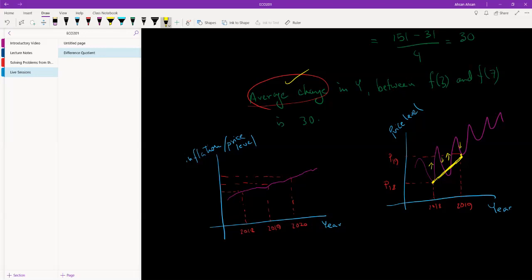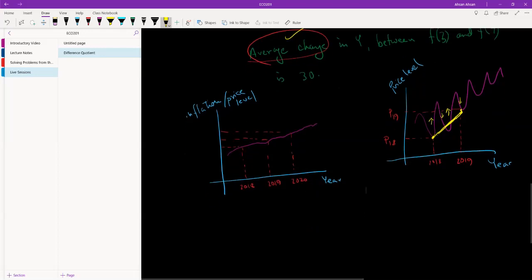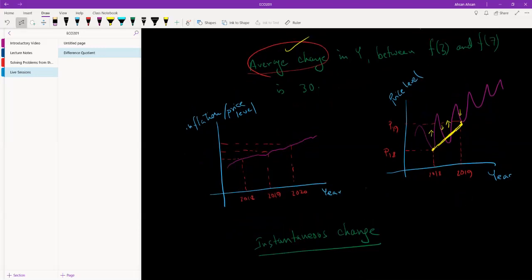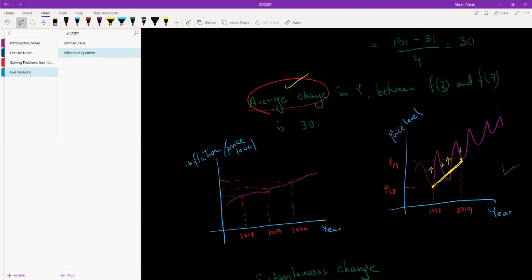So what can be one solution to this? The solution is, from average change, we move on to something called the instantaneous change. So instead of looking at the average change between a range, in this example, looking at the average change between 2018 and 2019, what we can do is look at what the curve is doing, not in an interval, but at one specific point. What is the curve doing exactly at this point? That is what we want to calculate.